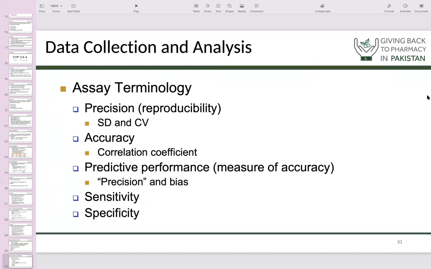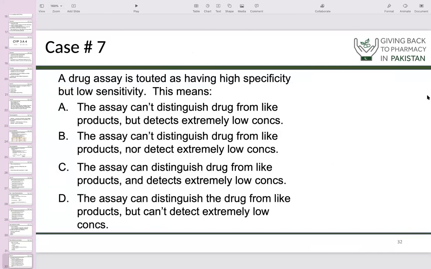So these are the assay terminologies which are used in data collection and analysis, and you can have one question from this in your exam. So for example, a drug assay is touted as having high specificity but low sensitivity.